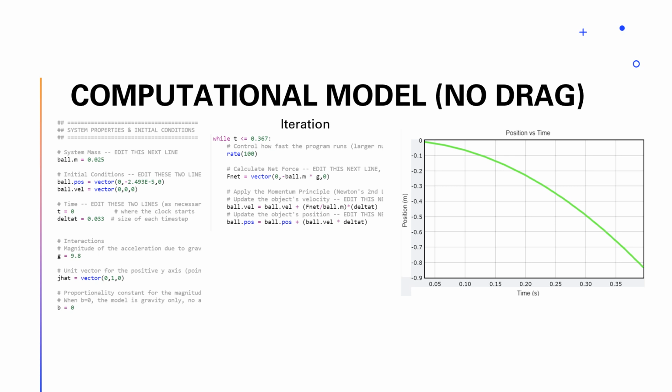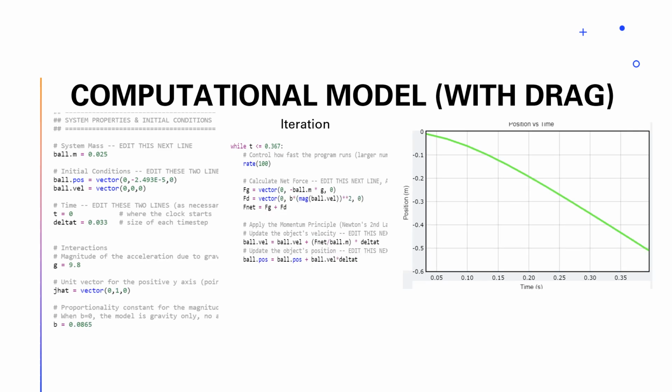For the computational model with no drag, the initial conditions were basically copied from Tracker, and noticeably the b value is 0 because we are not accounting for drag in this model. And then the iteration steps include Newton's second law with the velocity update formula and the position update formula.